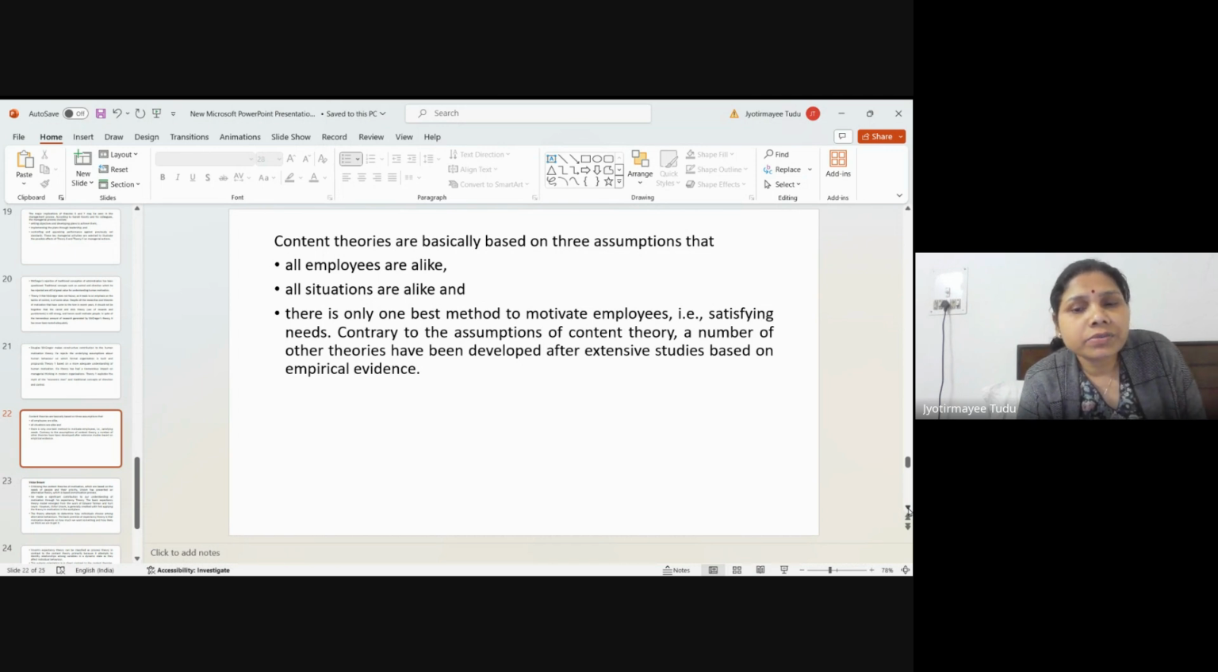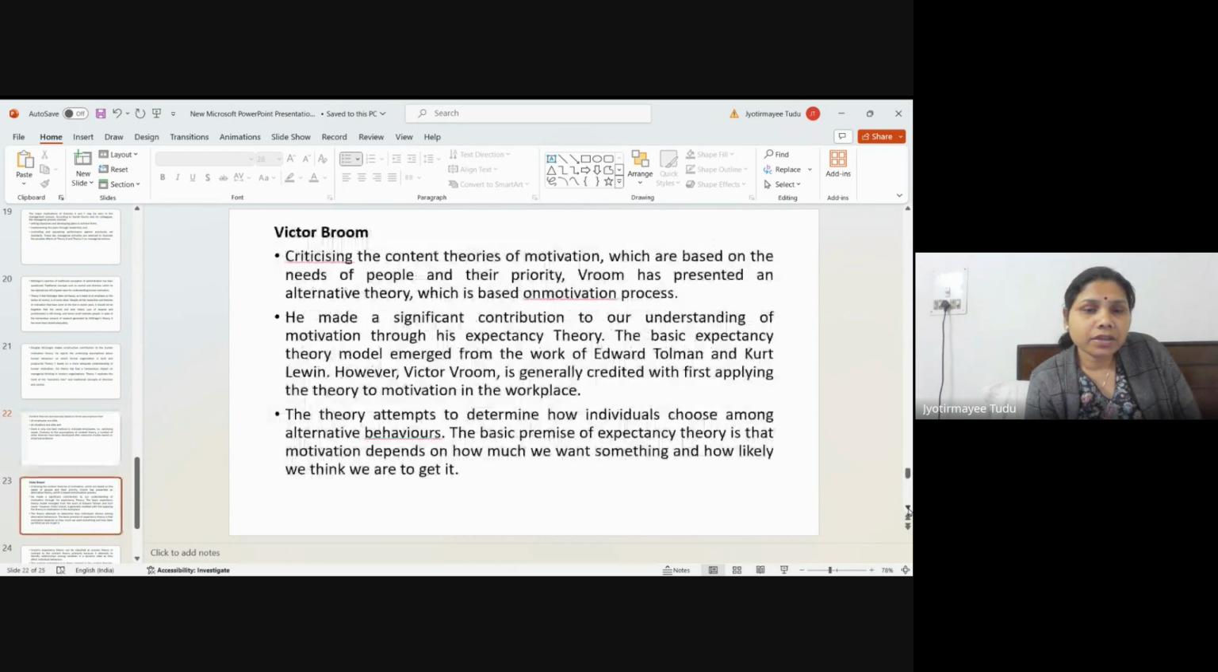So contrary to the assumption of content theory, a number of other theories have been developed after extensive studies based on empirical evidence. So in that regard, Victor Vroom's expectancy theory is a leading one. Okay, so Victor Vroom actually made a very substantive contribution to management thinking, which deals with the concern of why actually one needs to motivate.